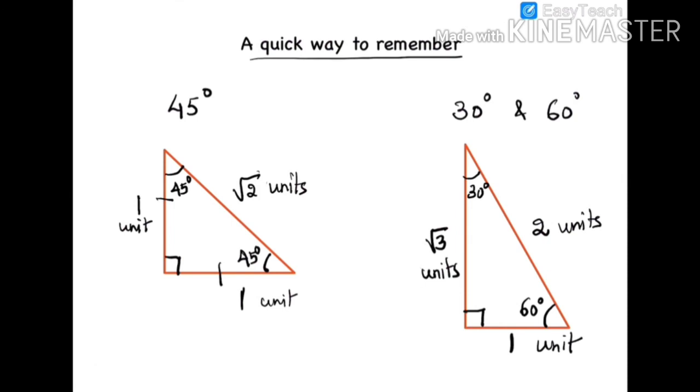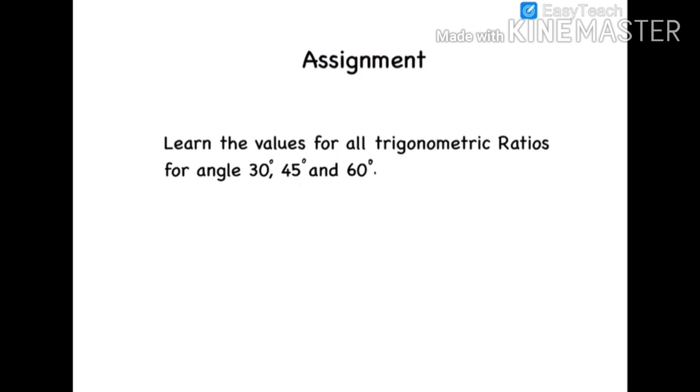With this, we come to the end of this video lesson. Your assignment is to learn the values for all trigonometric ratios for 30 degree, 45 degree and 60 degree angle. You can memorize these values from the table given in the textbook, or you can learn from the triangle method that I have shared in this video lesson. Whatever is comfortable for you.